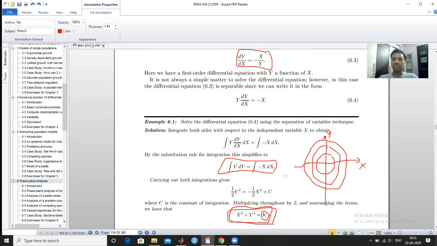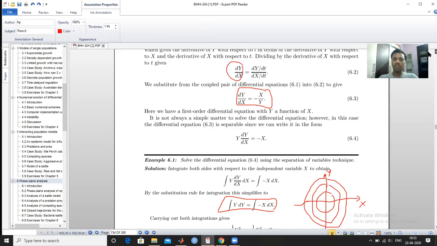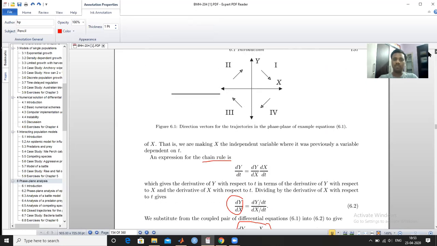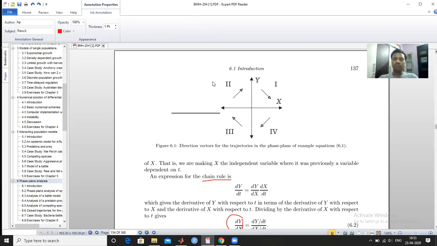So what will be the scheme? To find out the direction of the trajectories, first of all, we find out the equilibrium point. What was the equilibrium point? Equilibrium point was 0, 0. Right? So this point is 0, 0. Now in this direction is x, and in this direction is y. It is already written. So x and y are given.